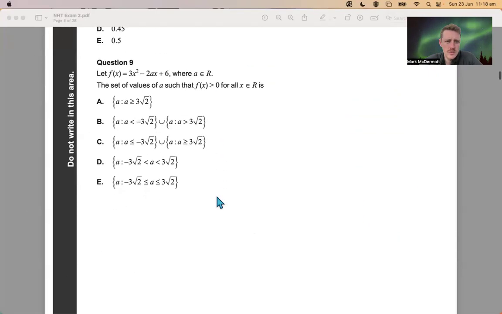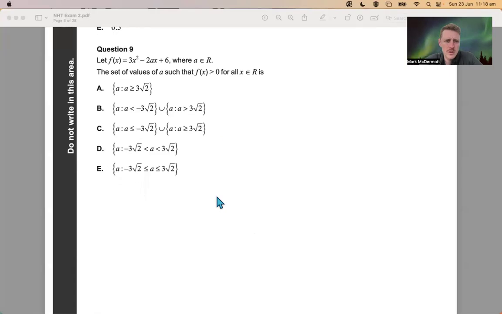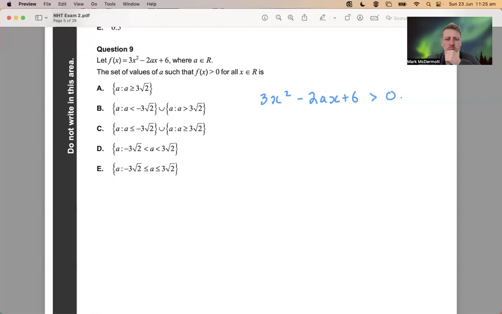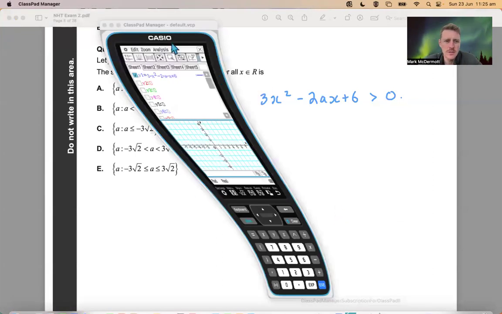Question 9. Let f of x equal 3x squared minus 2ax plus 6, where a is an element of real numbers. The set of values of a for which f of x is greater than 0 for all x is which of these? Okay, I think we need to graph this. I'm not sure how to do this algebraically, but again, we might just need to use calculator functionality.